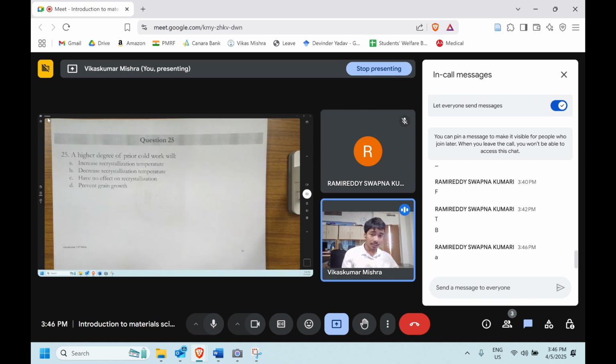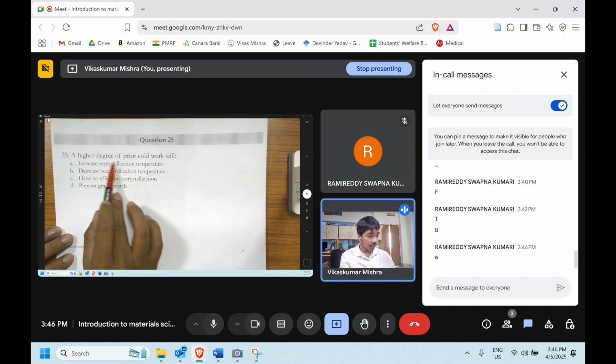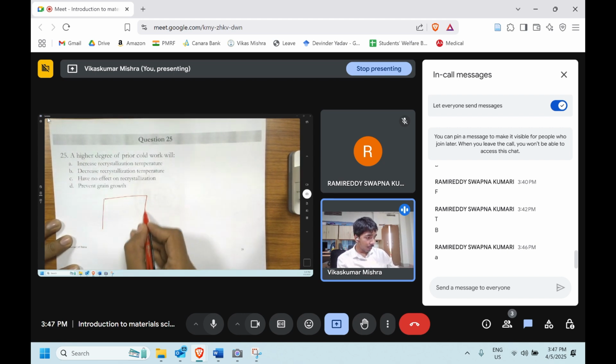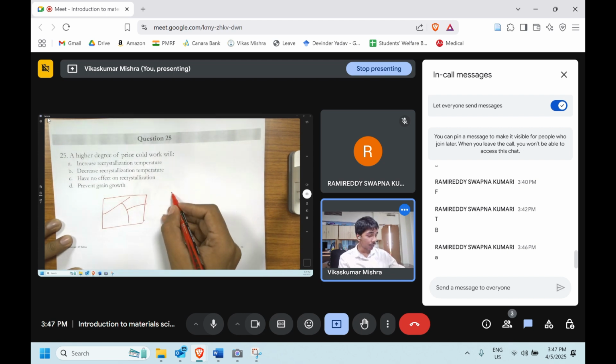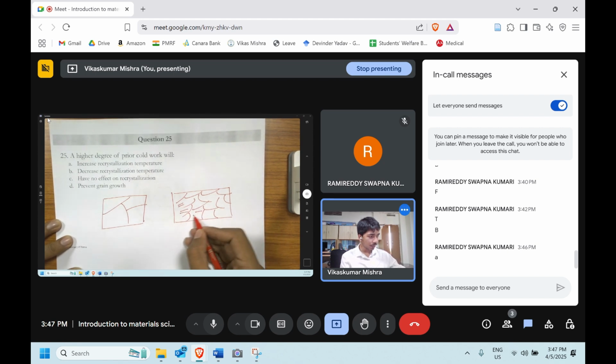So now see why that is. Higher degree of cold work. We are doing the cold work. Let us say my first one is not that cold worked, it's a very little cold work. The second one is heavily cold worked. Due to the cold working, the grain size will decrease, and the dislocations will also increase. This is case 1. This is case 2.